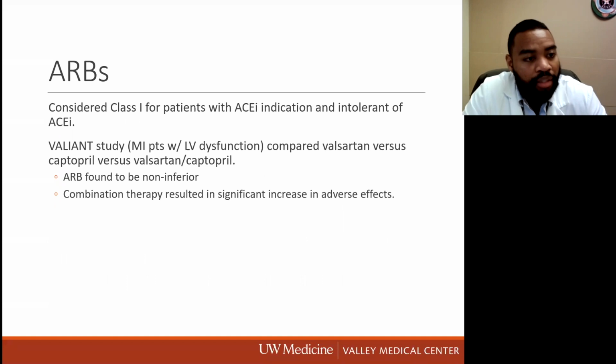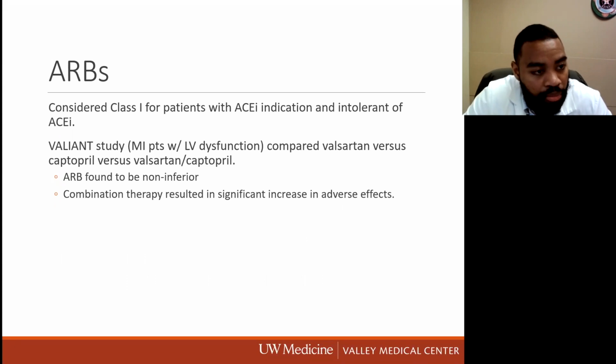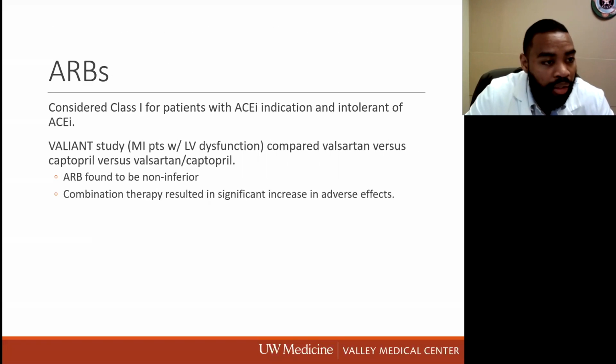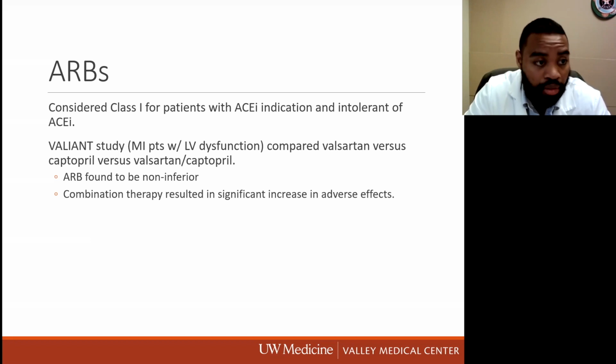In terms of ARBs, again, these are considered at this point sort of equivalent with ACE inhibitors. They're primarily for patients who are intolerant of ACE inhibitors. As we all know, combination therapy is a no-no and has no significant benefits, only increased adverse effects. One other drug here that I didn't include is the ARNIs, which include Entresto, the angiotensin receptor neprilysin inhibitors.